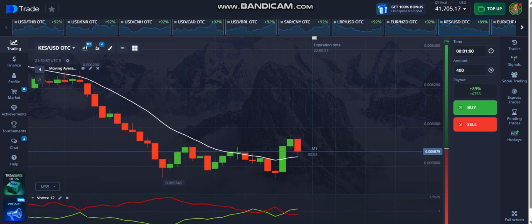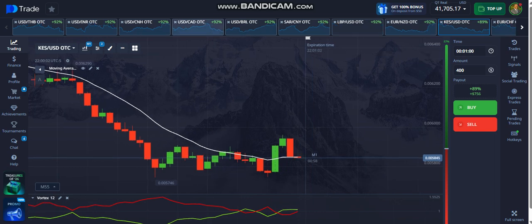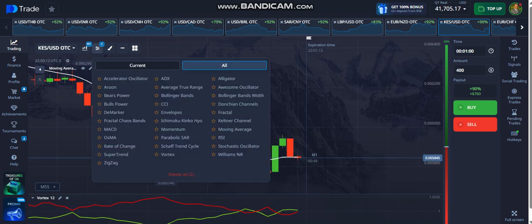So today I'm going to be trading on the Pocket Option platform, and I'll be trading OTC currency pairs, and I'm going to be utilizing two indicators. The first indicator is the moving average.